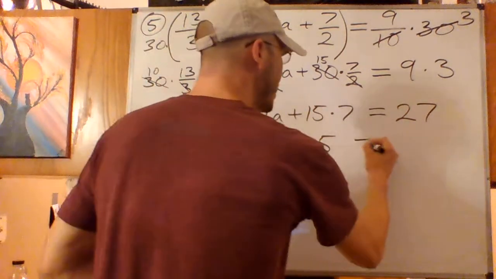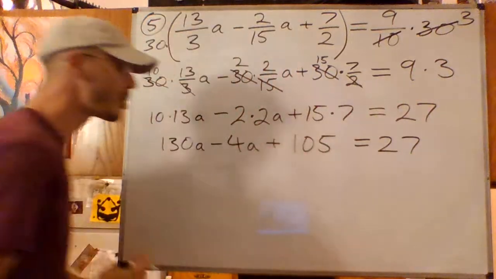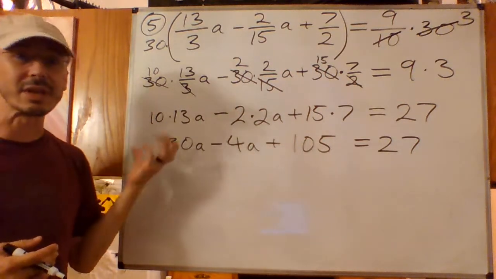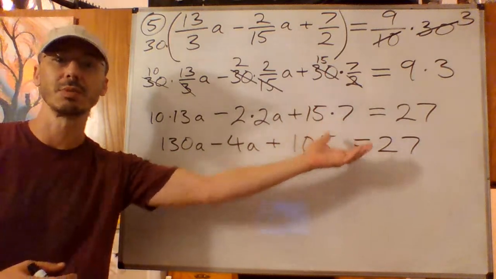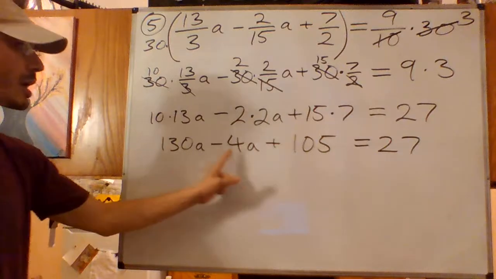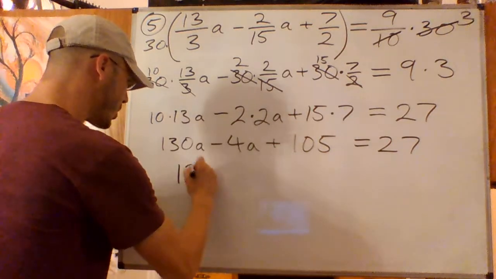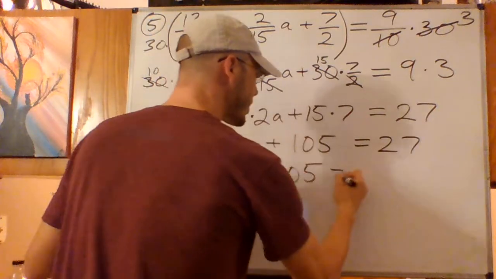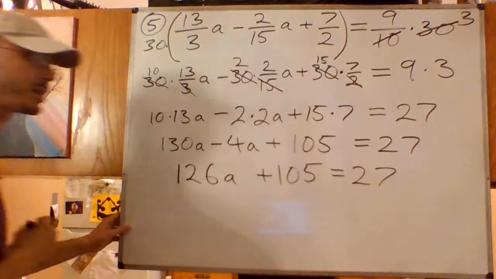Yeah, 105 equals 27. Now is where we really get to that list of 4 steps. I've got each term simplified, but now I can combine the like terms of 130a minus 4a, which is 126a plus 105 equals 27. So there's combining like terms.